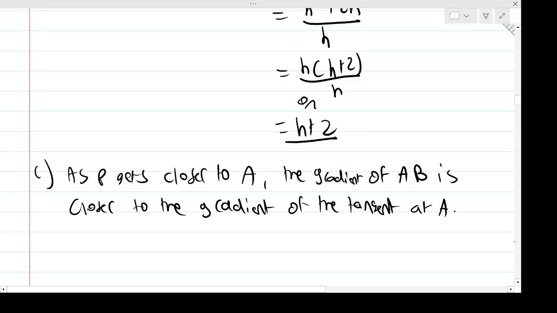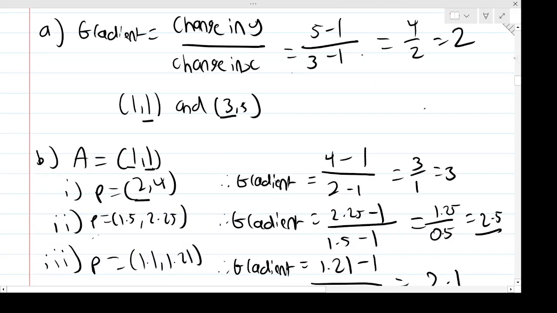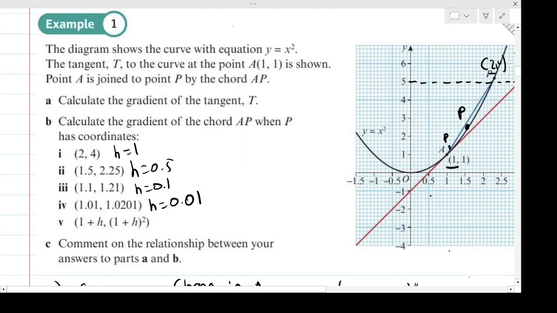That's what happens when A and P are not apart from each other. They're at the same point, or extremely close to each other. When h is near 0, the gradient I get is basically 2 as well. So that's the whole idea. We will be looking at that in more detail next section. The whole idea is, as we move the point P towards the point I want, A, the gradient will basically match the tangent. Okay, right, let's have a look at another example then.